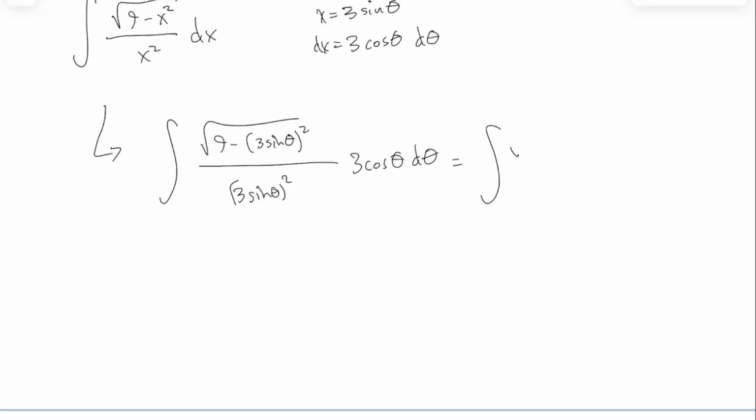Yeah. All right. Then yes, you're absolutely right. 9 sine squared theta, like that, right? And on the bottom, do the same thing on the bottom. 9 sine squared theta. Over here, 3 cosine theta d theta. All right. Any ideas now?